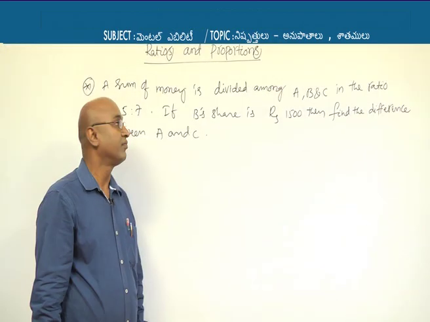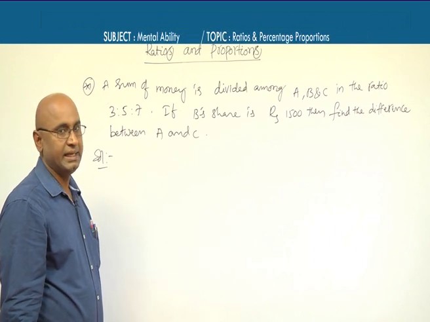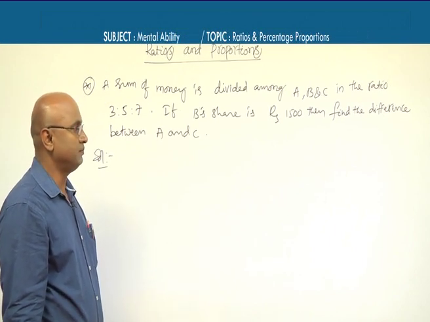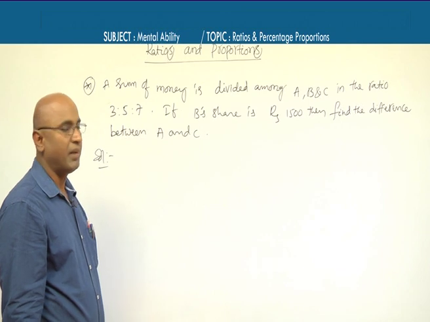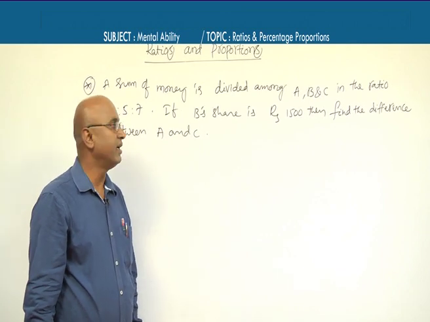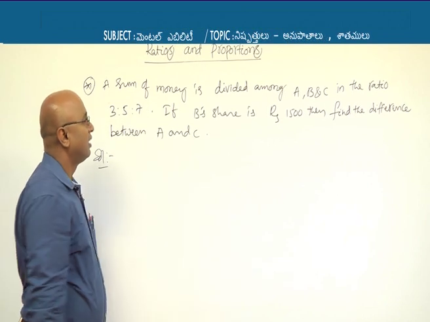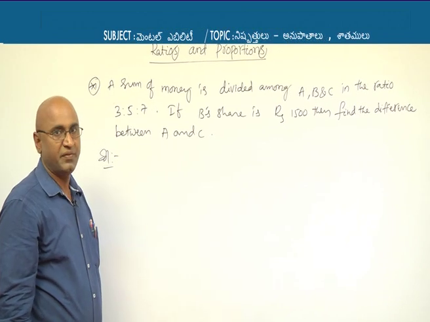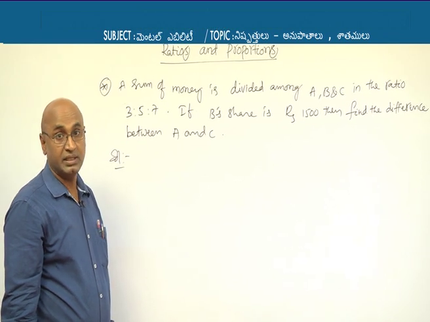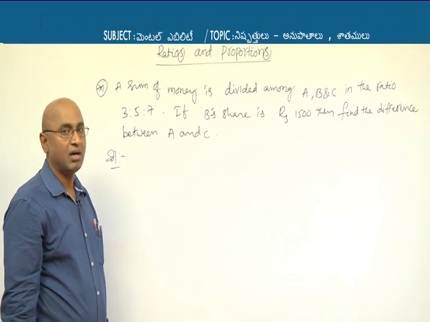Next problem, a sum of money is divided among A, B and C in the ratio 3:5:7. If B's share is rupees 1500, then find the difference between the shares of A and C.